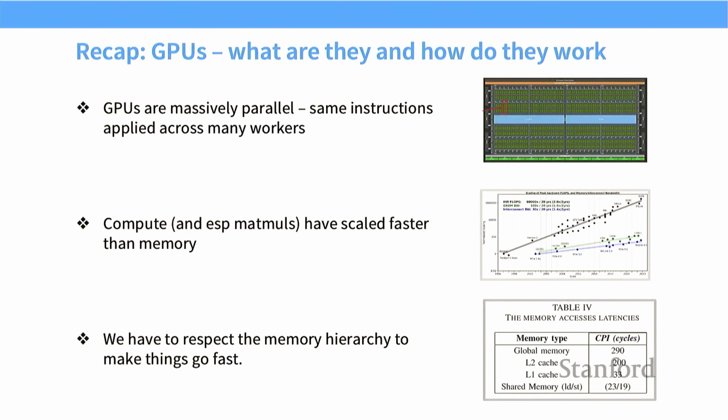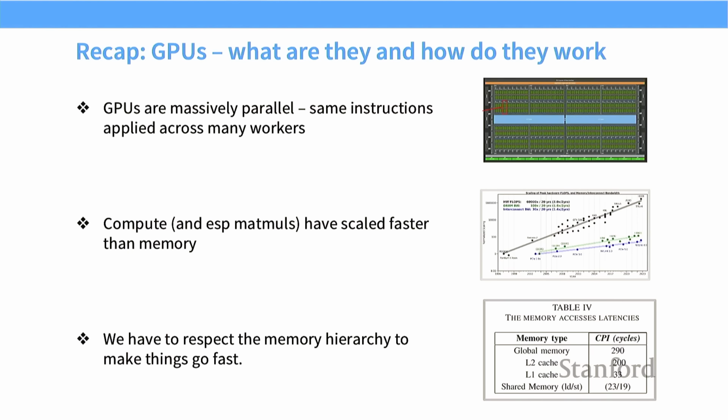Okay? So I've been throwing lots of GPU facts at you, especially if you haven't seen this recently. It may be kind of new. So just to recap, GPUs are these massively parallel processing systems. They have the same instructions applied across many different threads, and they have these things called SMs, which are kind of like cores, and there are many of them in the GPUs. Compute and matrix multiplies have scaled really fast, faster than memory, and that is an important part of the characteristics that you think about with GPUs.